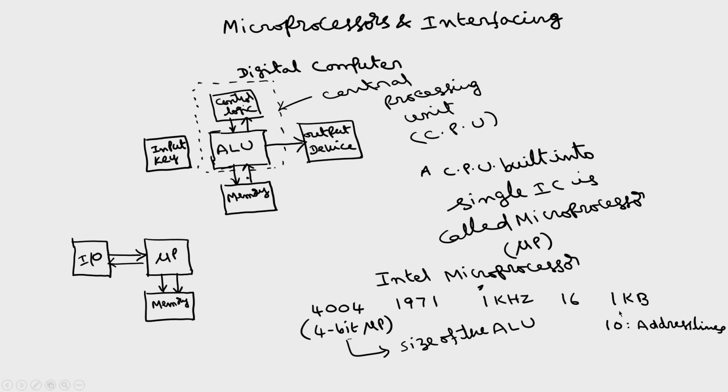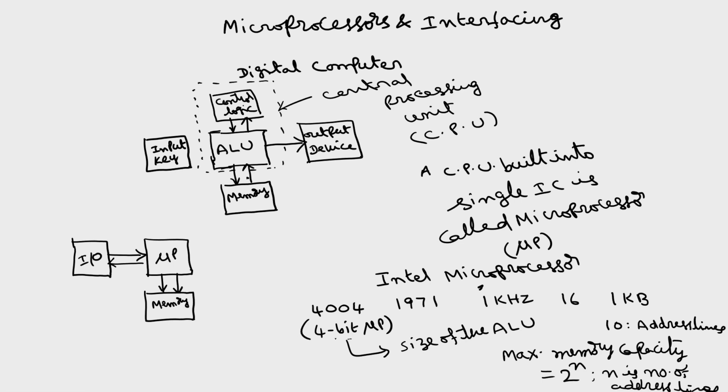The relation between the number of address lines and memory is that the maximum memory capacity is equal to 2 raised to the power of n, where n is the number of address lines. And the number of data lines will be decided by this 4-bit microprocessor, meaning the number of data lines will be 4. So, this Intel 4004 was Intel's first microprocessor, fabricated in 1971.